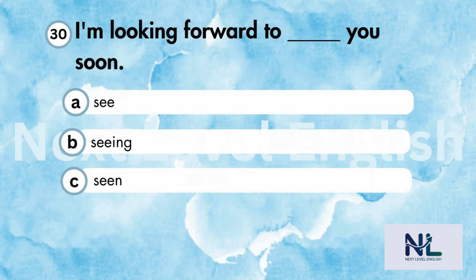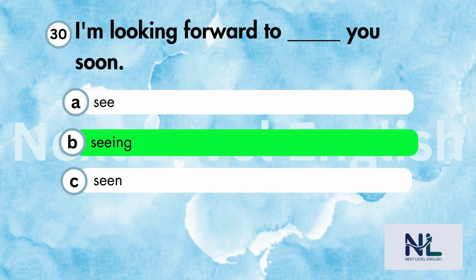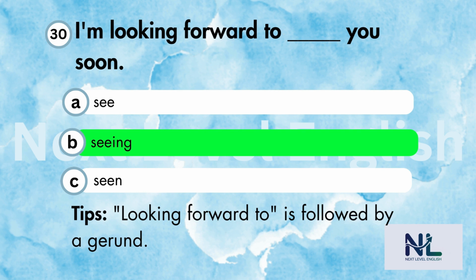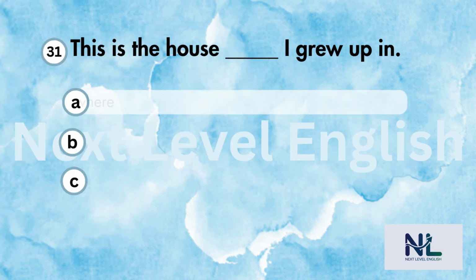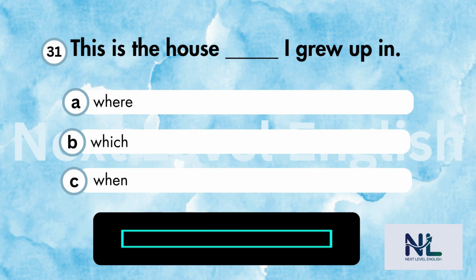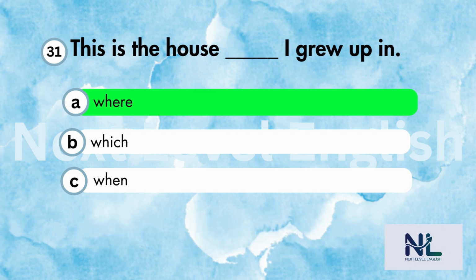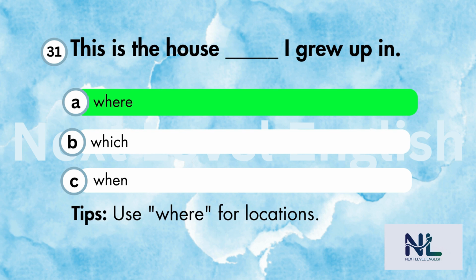30. I'm looking forward to you soon. Seeing. Tips: looking forward to is followed by a gerund. 31. This is the house I grew up in. Where. Tips: use where for locations.